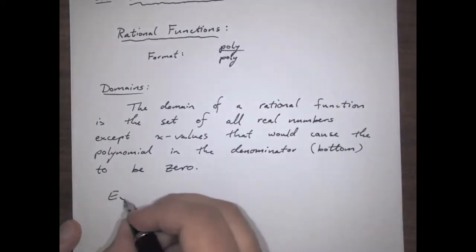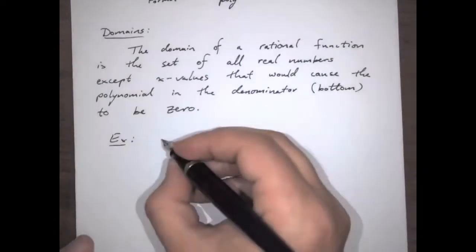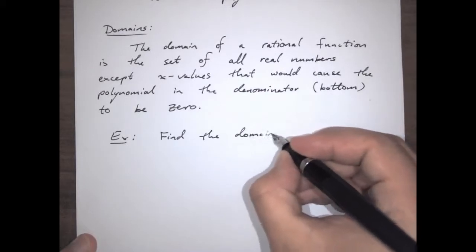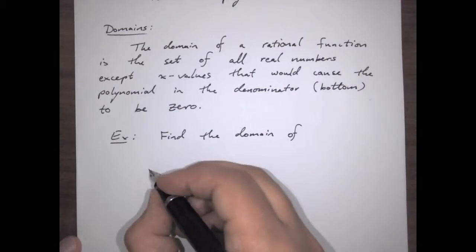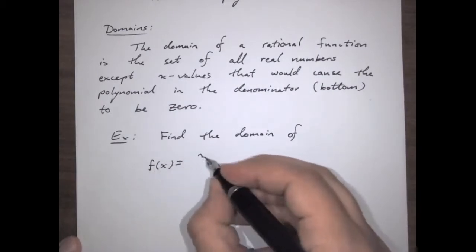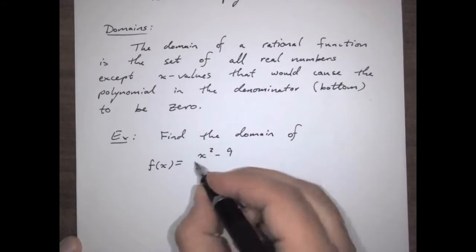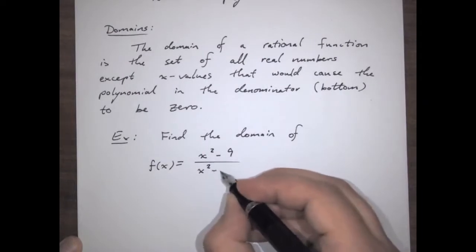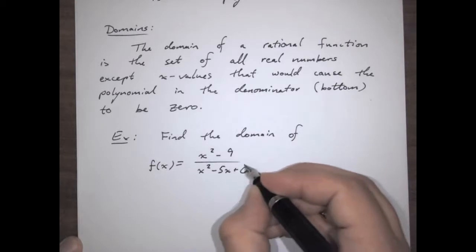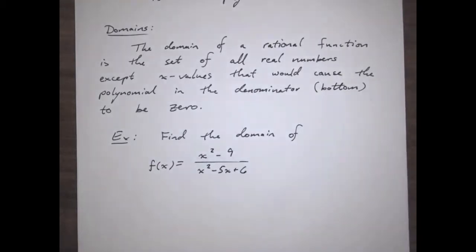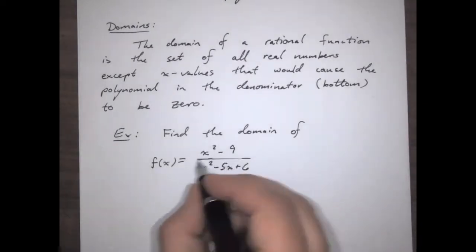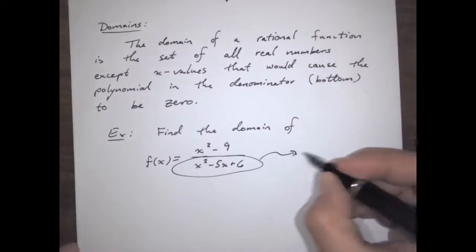So as an example, let's take something like this. Find the domain of, and let's say f of x equals x squared minus 9 over x squared minus 5x plus 6. So you do not even look at the top. Do not even let your eyes wander to the numerator. All of the action in the domain question is in the denominator. So you just look at this, and we just announce what we need.